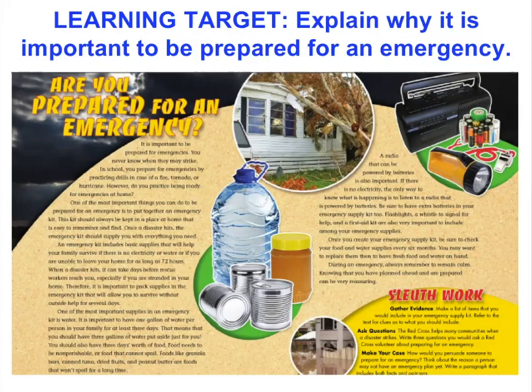I noticed the house with the fallen tree, the house with a flood, water and canned goods, and the picture of the flashlight, batteries, a radio, and a whistle. I wonder how all these things will relate to being prepared for an emergency. And just as a reminder, if you have a copy of the text, feel free to annotate with me as we gather our evidence.